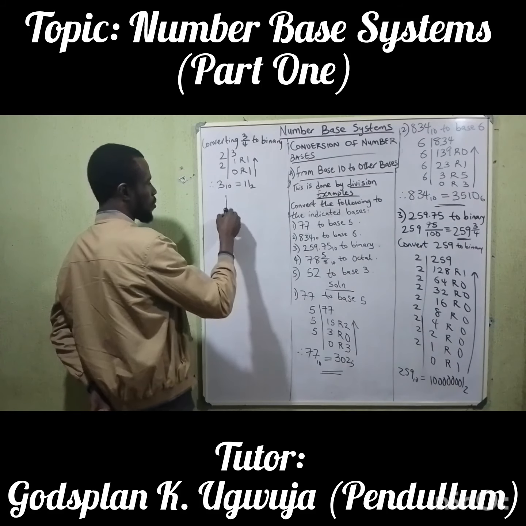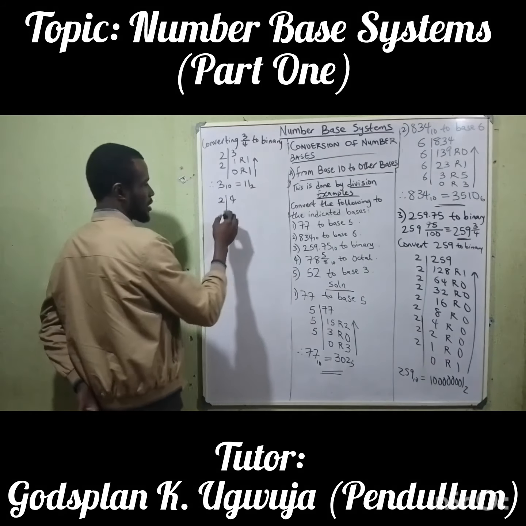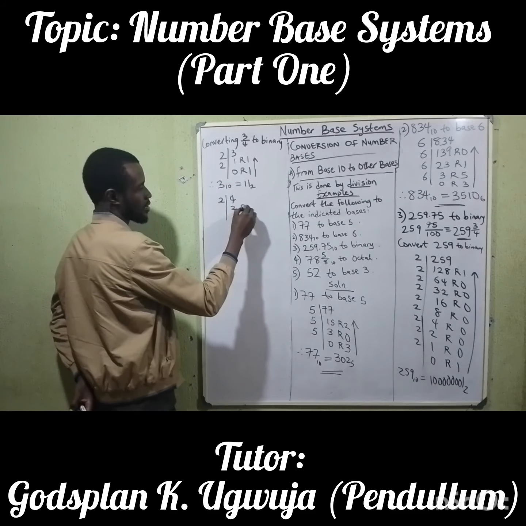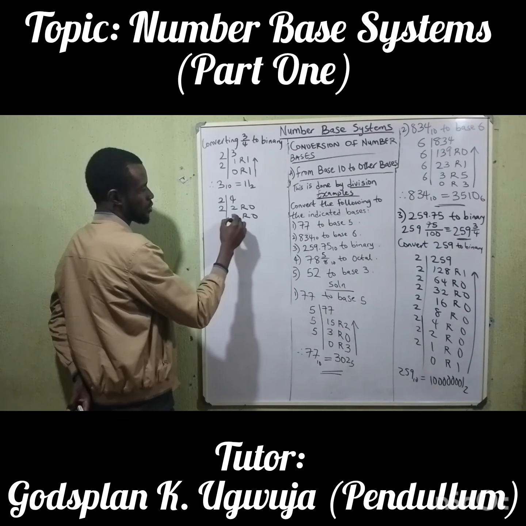And then to convert 4, we use 4 divided by 2 again. 2 into 4 is 2, remainder 0. 2 into 2 is 1, remainder 0.